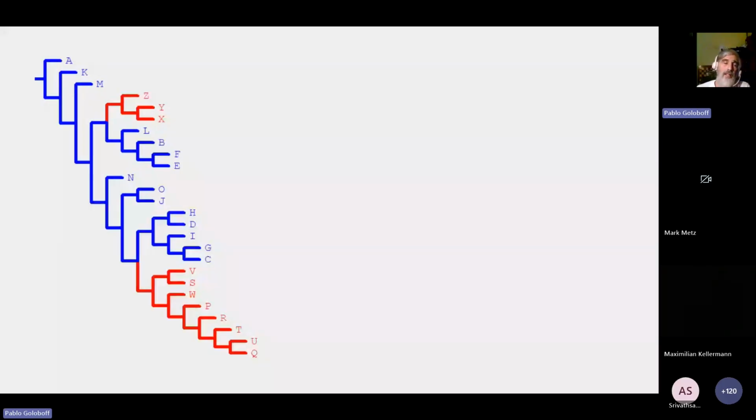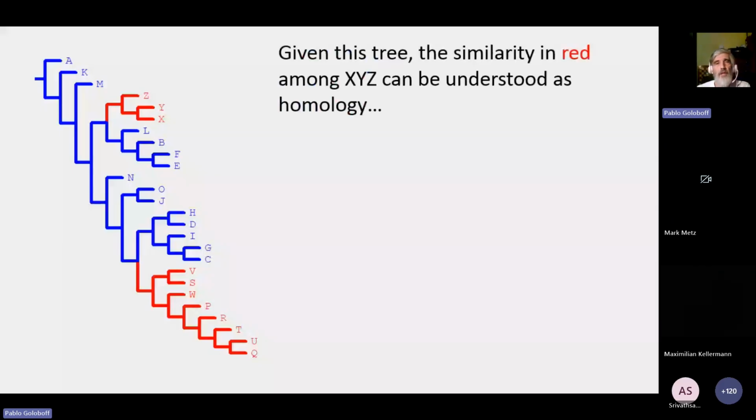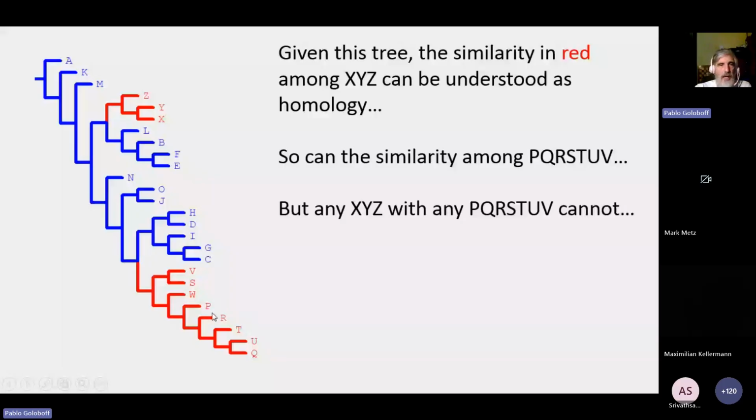If you place the things that have red color in two separate groups, then the similarity in red cannot be explained in terms of homology now. So XYZ can be explained, their similarity can be explained as due to homology. The similarity among all of these can be explained in terms of homology, but any combination of XYZ with any one of these Q, R, P, etc. cannot be explained as due to homology.